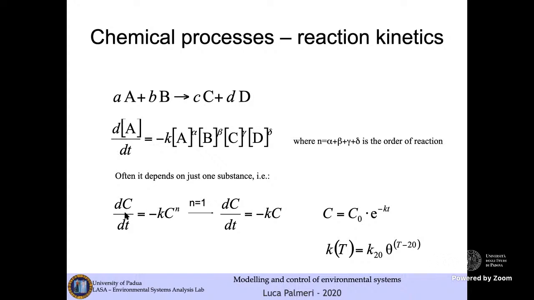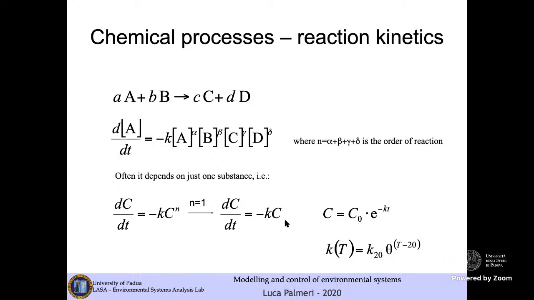let's say the substance C, the law of mass action may be written by saying that the variation in time of concentration C is equal to minus the equilibrium constant K times C elevated to N. If we consider first order reactions, which are generally acceptable, especially as a first approach when you want to describe a chemical reaction happening in environmental systems, then you end up with the customary first order linear differential equation in which the variation in time of concentration is again equal.